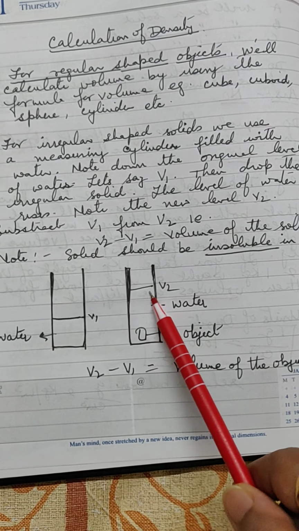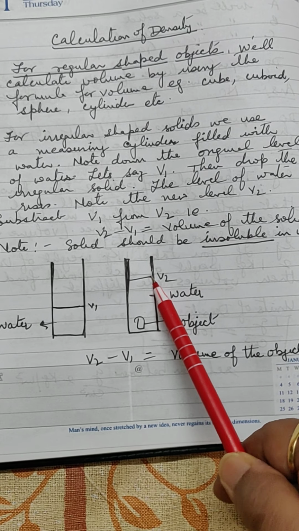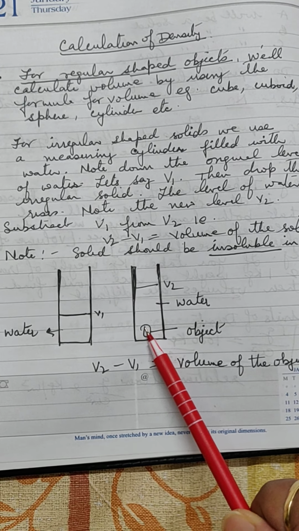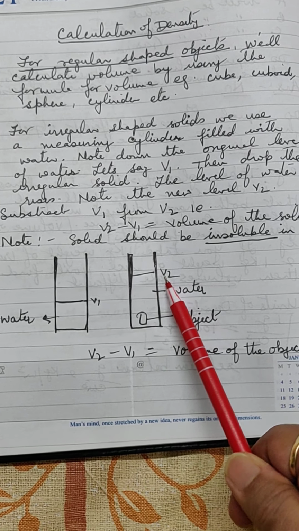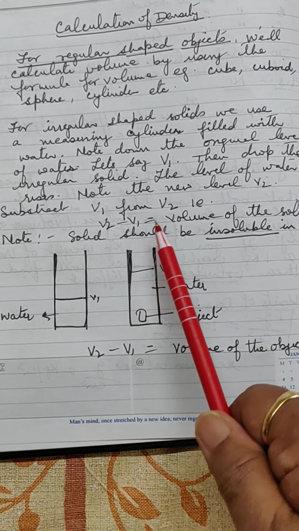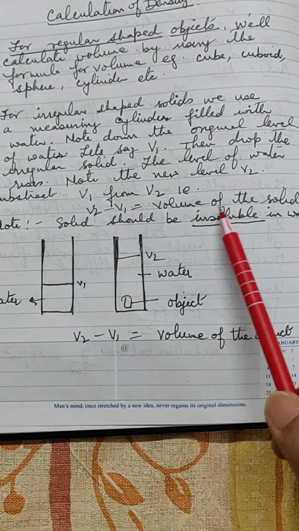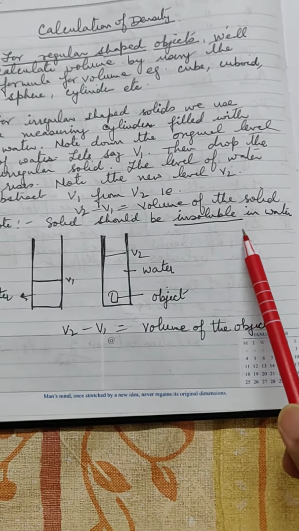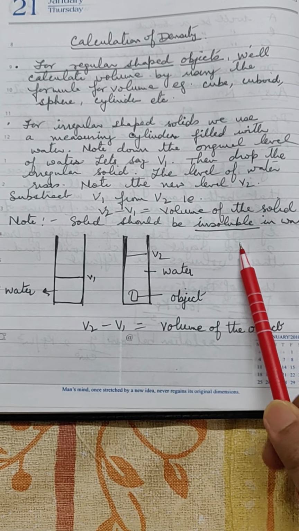Now the level will rise after dropping. And I think you know why the level rises, because this object has occupied space. So the level of the water becomes now V2. So the difference between V2 and V1 will give you the volume of the solid. V2 minus V1 is equal to the volume of the solid. But one thing you have to note down here, solid should be insoluble in water. If it is soluble in water, then we will not be able to calculate the volume of the object.